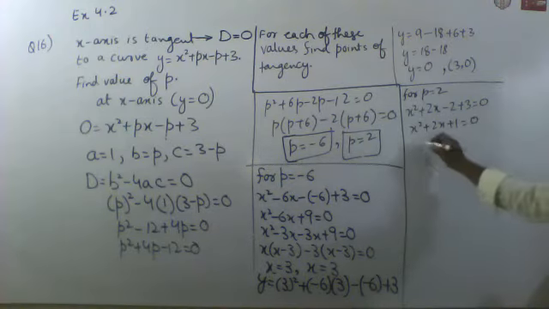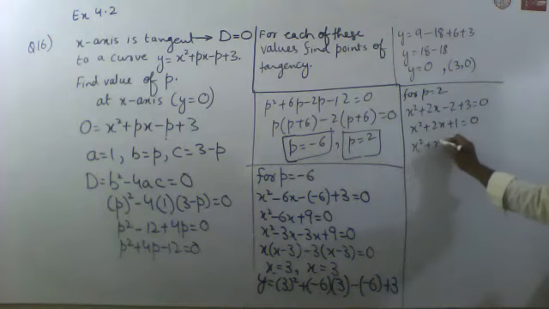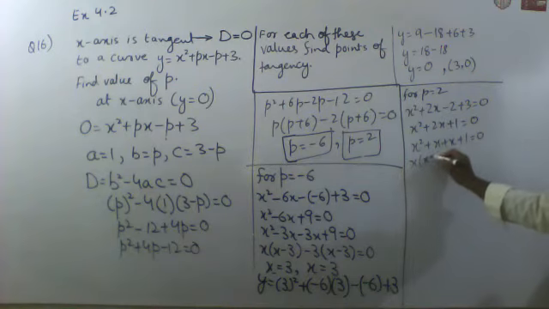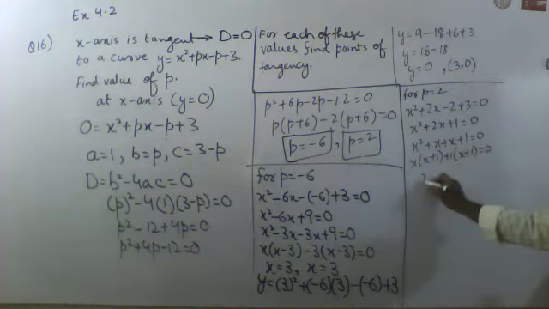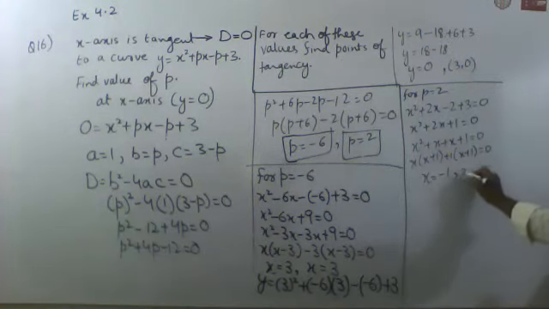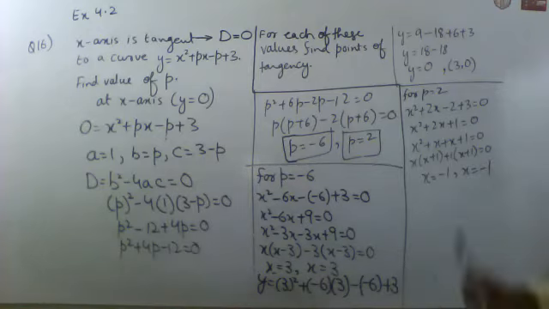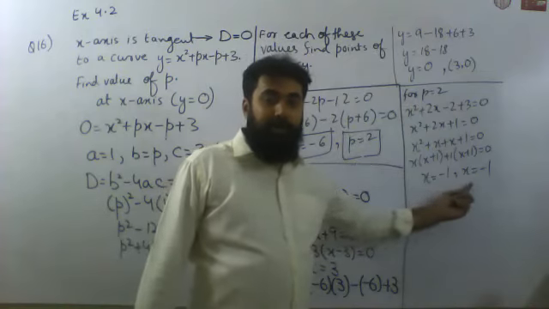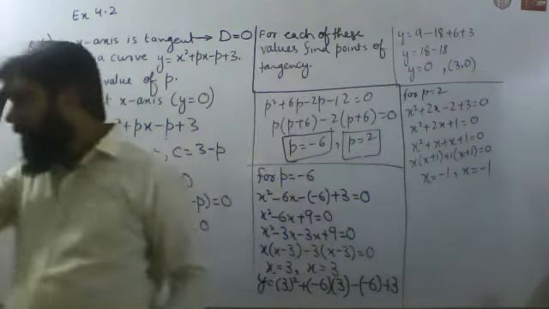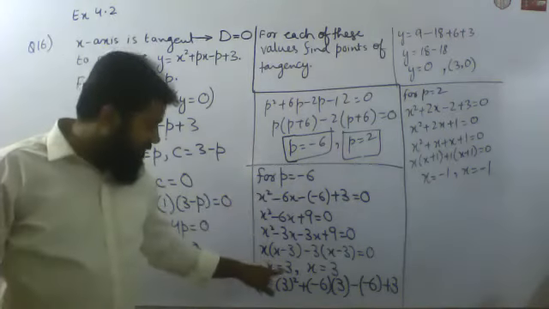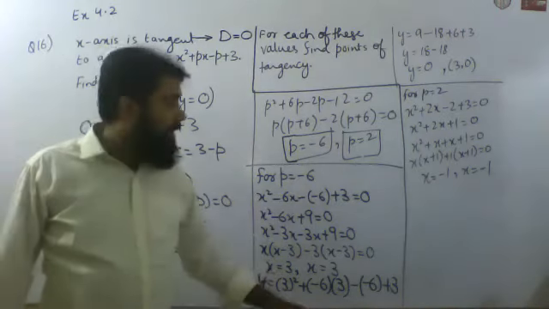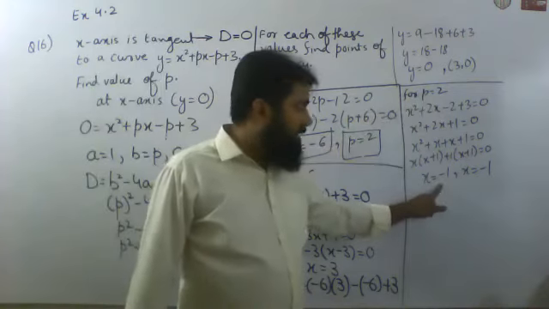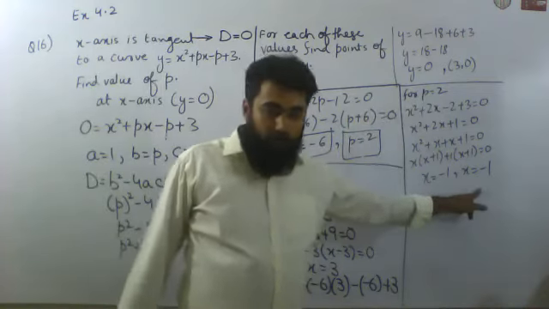Middle term breaking, x square plus x plus x plus 1 equals 0. X common, x plus 1, plus 1 common, x plus 1 equals 0, means the value of x will be either x equals minus 1 or x equals minus 1. Again, I have plotted p equals 2 and I have got the same repeated values of x. When I plotted minus 6, I got repeated value of x as 3 and 3. Now I have plotted p equals 2, the result is minus 1 and minus 1.